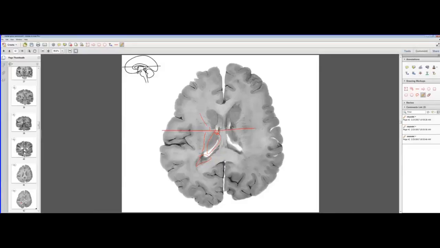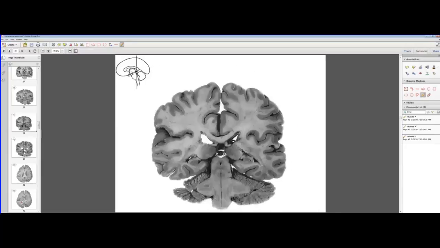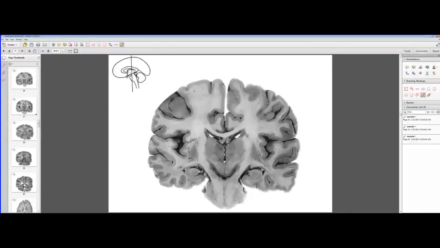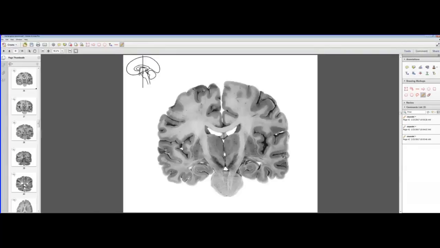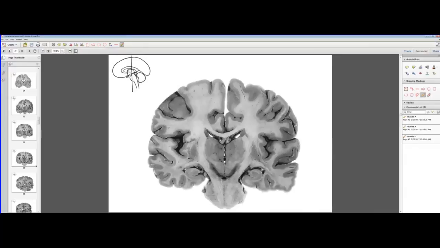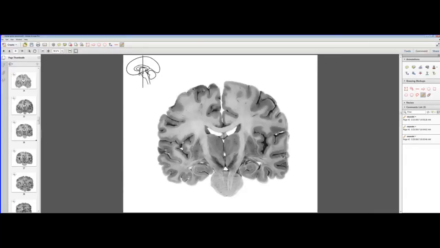So think in your mind, if we cut it this way, what it would look like. And it makes more sense as to why that's the anterior limb, because it's the anterior most part. There's no thalamus here, so this is the anterior limb. We keep going back. Now we have thalamus, and this is the posterior limb.